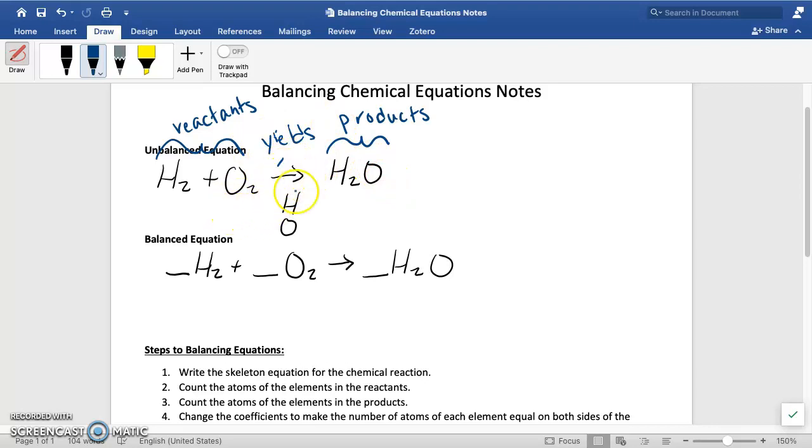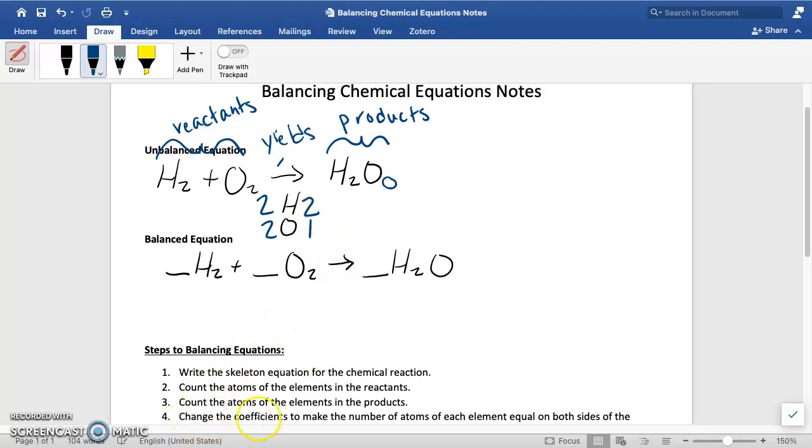What I like to do is write all the elements in the center where the yield symbol is, and then I write my numbers on each side of it, and I want them to balance. So on this side, this 2 tells me how many H's I have. So I have 2 hydrogens and 2 oxygens. Then it says to count the atoms of the elements in the products. So on this side, I have 2 hydrogens and 1 oxygen, since there's no number back here, that tells us we have 1.